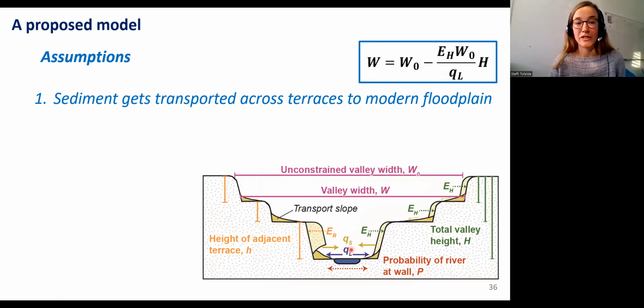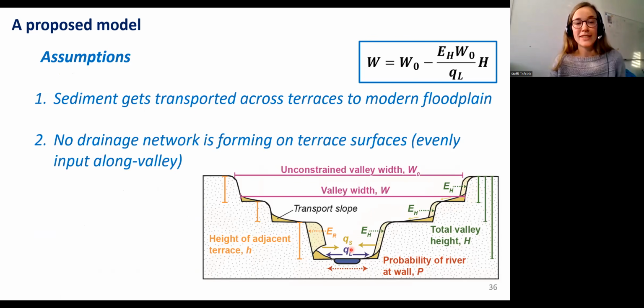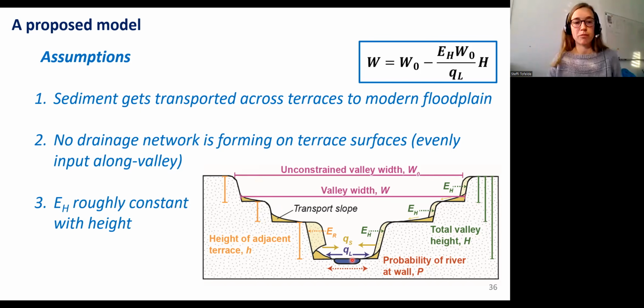to the modern river. The second assumption is that there is no drainage network forming on the terrace surfaces. What we mean by this is that our model only describes the evolution of a cross-section, so the lateral input of sediment needs to be more or less evenly distributed. It must come in at many places and not just at a single tributary. And the third assumption is that this hill slope erosion rate is roughly constant with height. That's why we see the strong scaling between width and valley height.